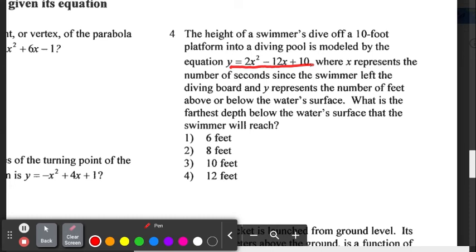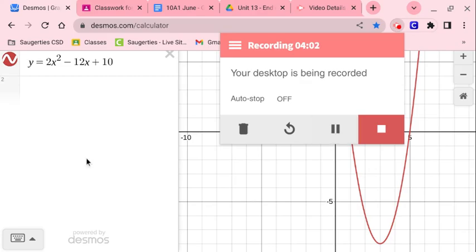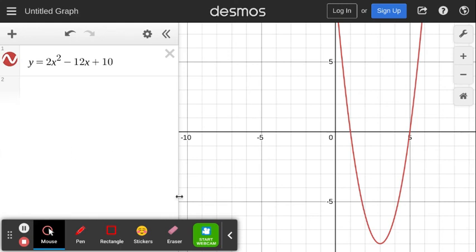So I'm going to pause this for a sec and bring up a different program. It's not the same graphing calculator that you guys use. Hopefully you can see how this moved over. This is Desmos. I know some of you used it when we were remote.